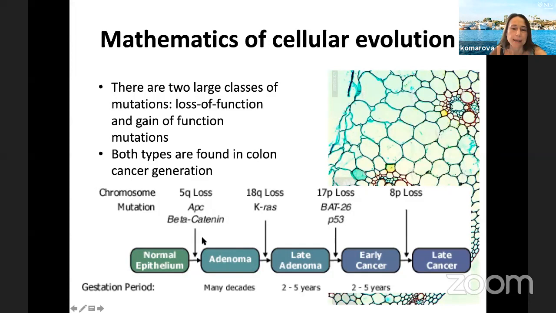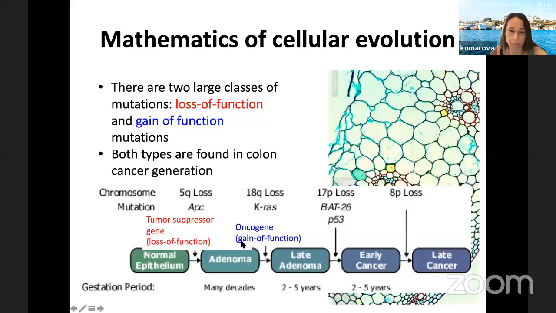And I particularly want to attract your attention to the first couple of steps. The first one is an inactivation of an APC gene. That's a very early event, well before a person knows that anything is wrong. And the second one is an activation of a KRAS gene. So these are actually examples of the two types of mutations I will be talking about. The first one is a loss of function, and the second is a gain of function mutation.